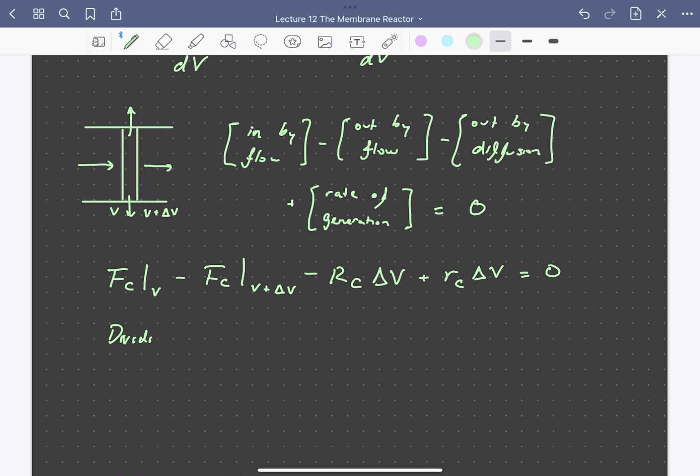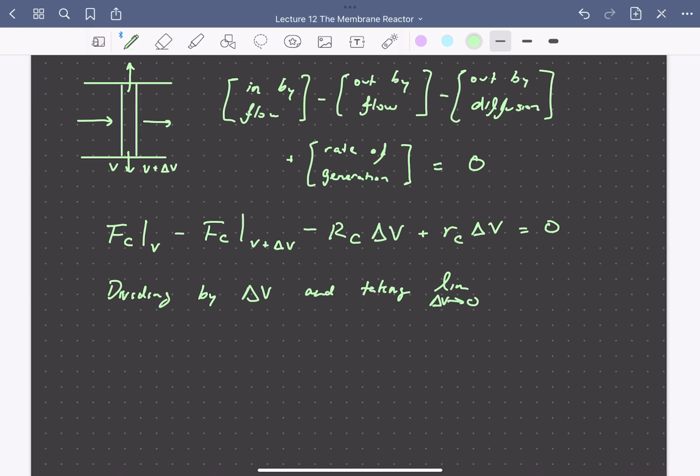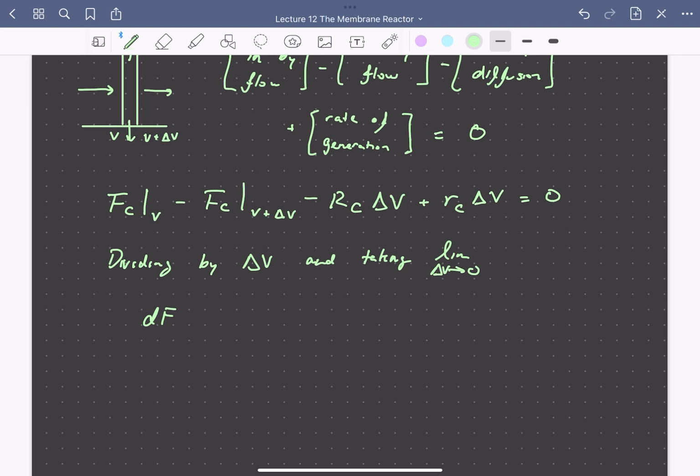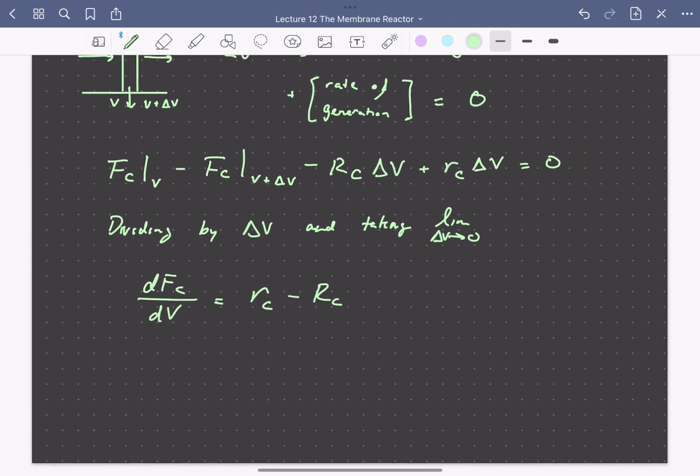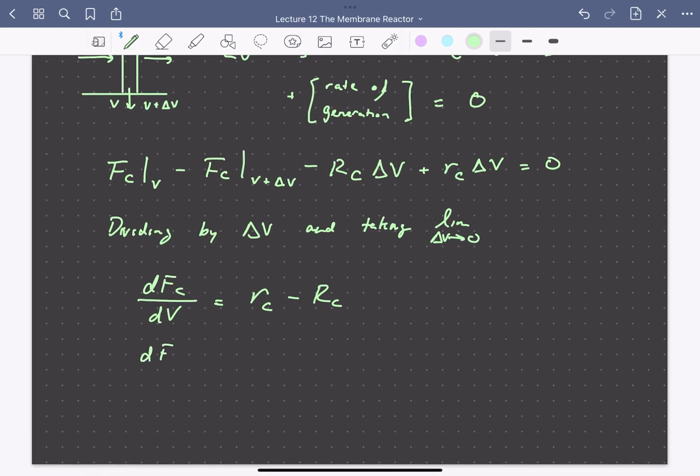So dividing by delta V, and taking the limit as delta V goes to 0, we can write this now as the derivative of the molar flow rate of hydrogen with respect to volume is equal to the rate of formation of hydrogen minus the rate of diffusion of hydrogen. So assuming the reaction follows an elementary rate law, and the diffusion can be described by a mass transport coefficient times the concentration driving force across the membrane, we can write this out a little bit more completely.